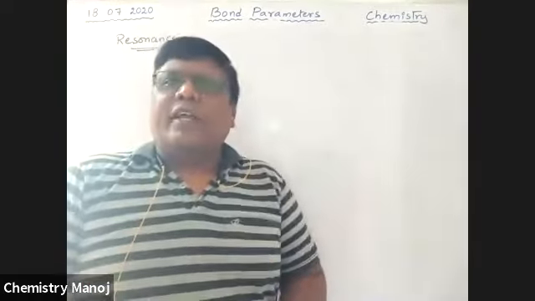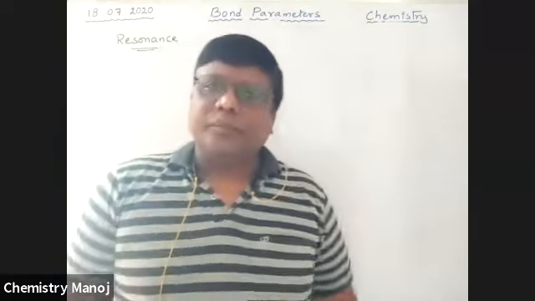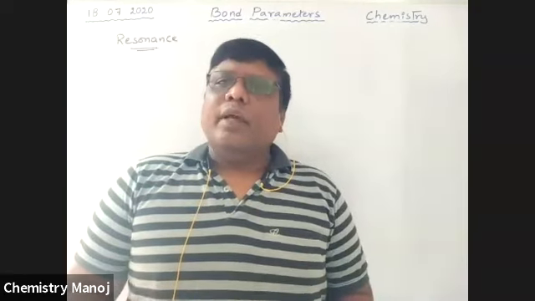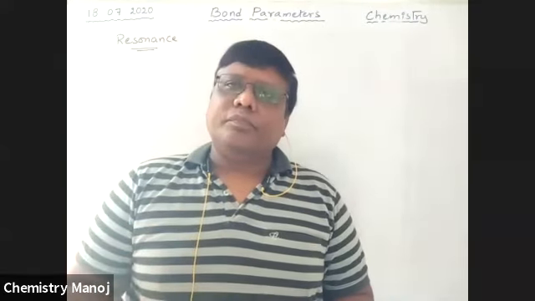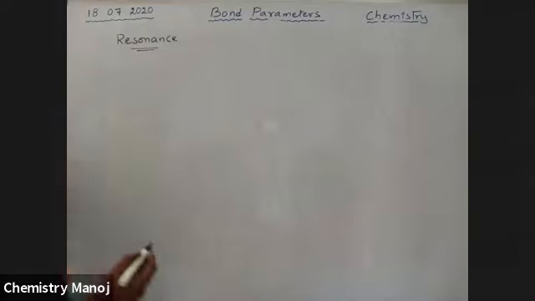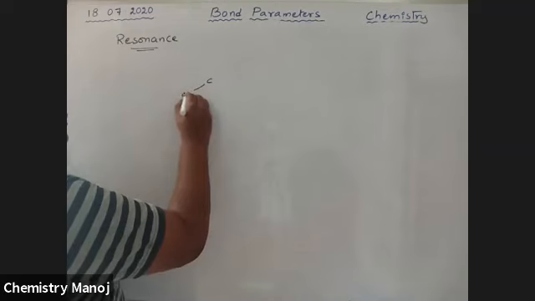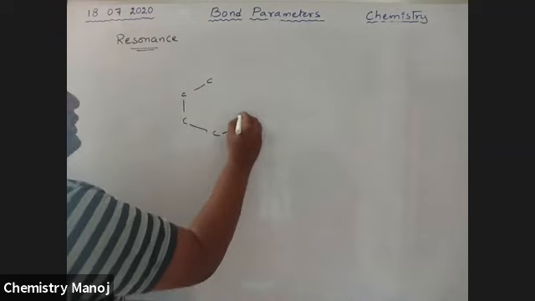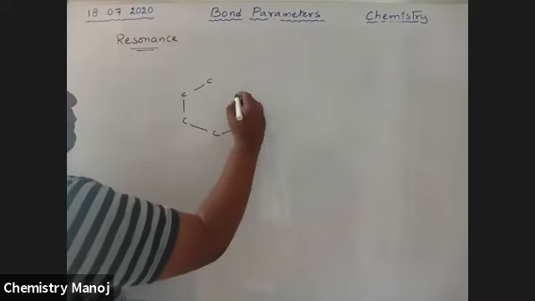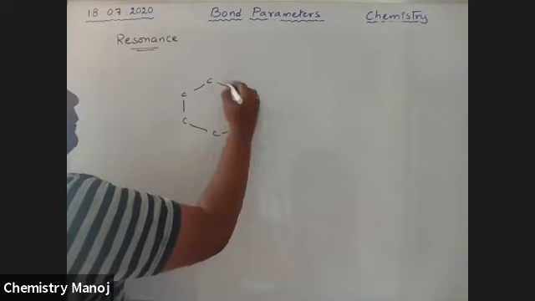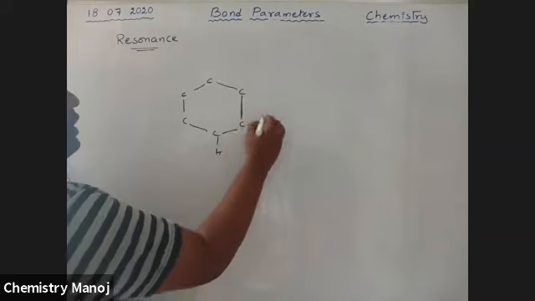Resonance is a very, very interesting and important topic, my dear boys. What is resonance? Resonance means the existence of a single molecule in more than one structure. For example, I am taking benzene, C6H6. It has 6 carbons in a cyclic ring, and there are 6 hydrogens, each carbon connected with a hydrogen.